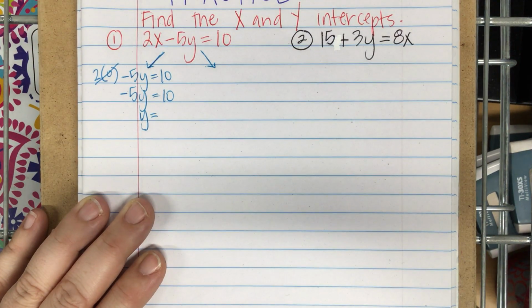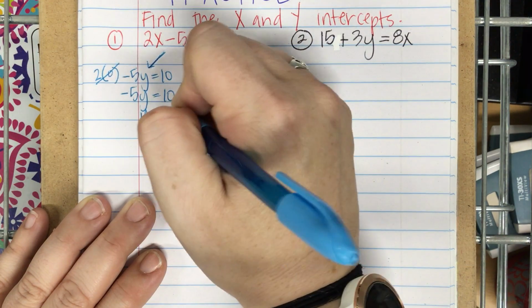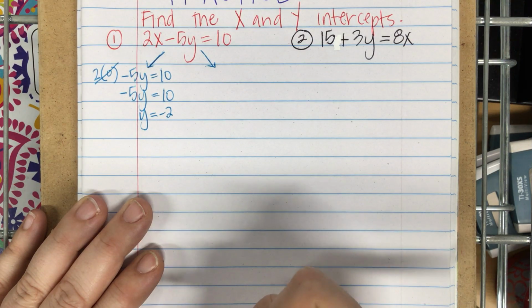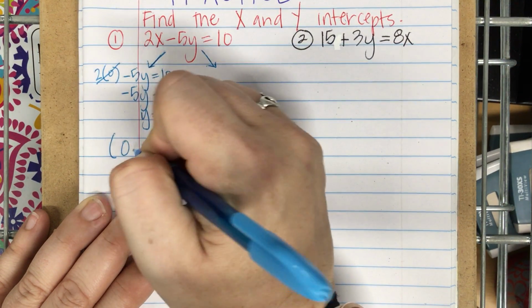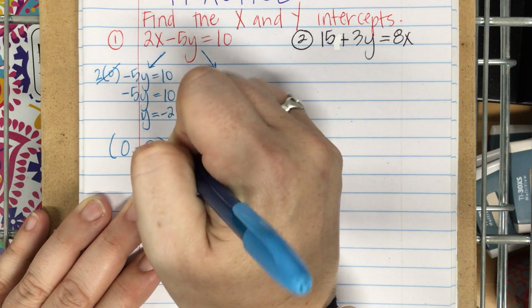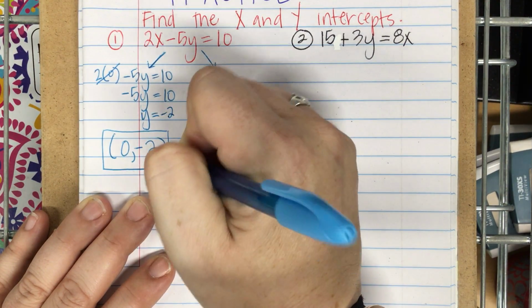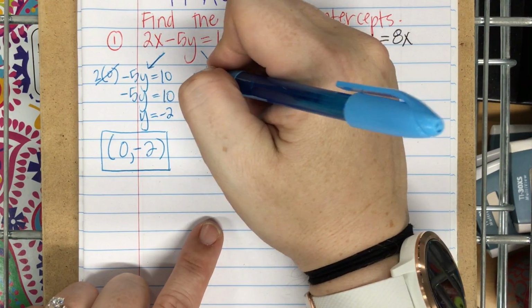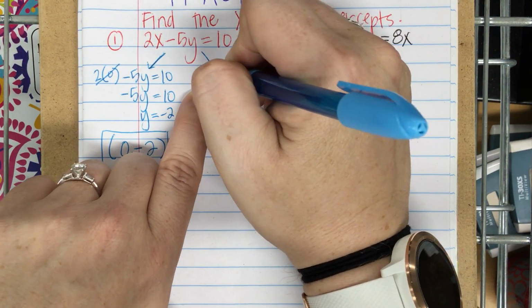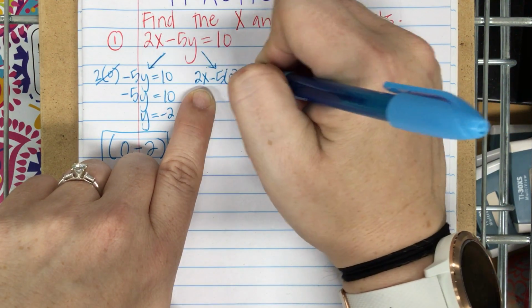Y equals what? Negative 2. So my answer is 0, negative 2. That is my y-intercept. I would go over 0, down 2, put a dot. 0, negative 2. My second intercept, I'm going to substitute 0 for y this time.